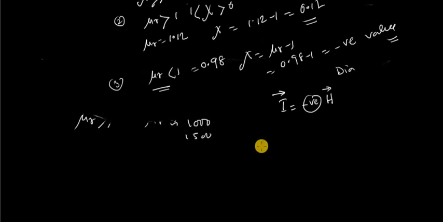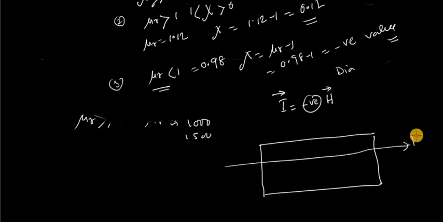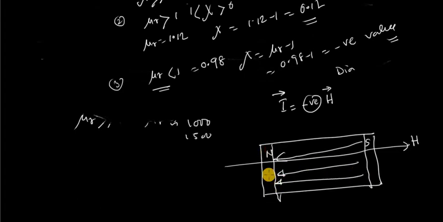That means for a diamagnetic sample, if you apply a magnetic field along this side, your magnetic moment will be oppositely directed. That means this side is N and this side is S, oppositely directed. This is how a diamagnetic material behaves when placed in a magnetic field. Its magnetization is induced in the opposite direction of the applied magnetic field.